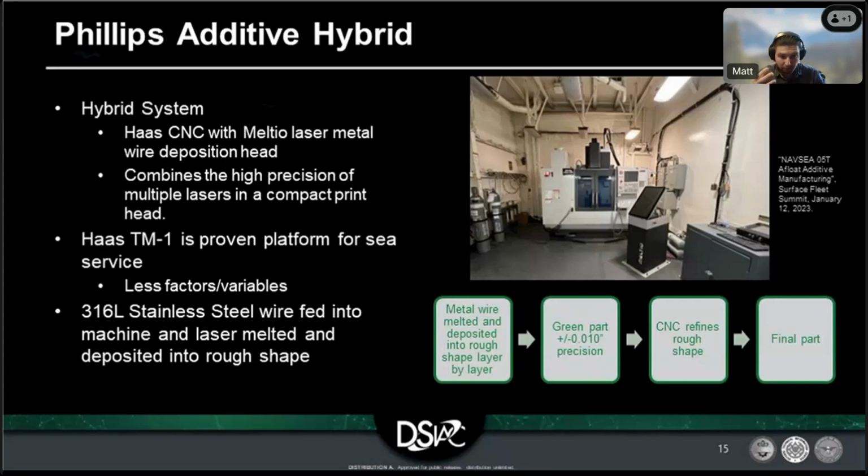It's going to create a rough part, and that's a relative term, because it creates a rough part or a green part, and it's relative because that's plus or minus 10 thou. So that actually could be fine for certain applications.